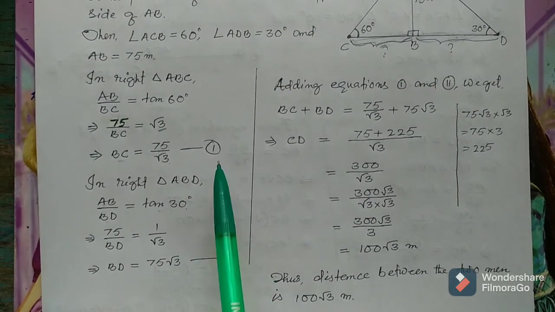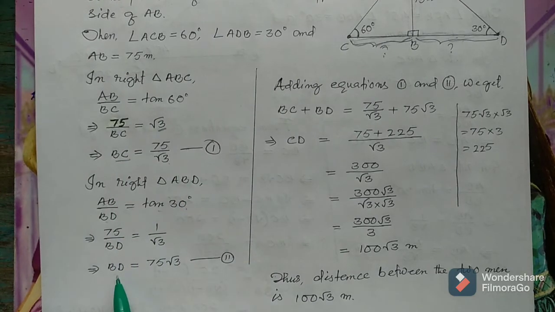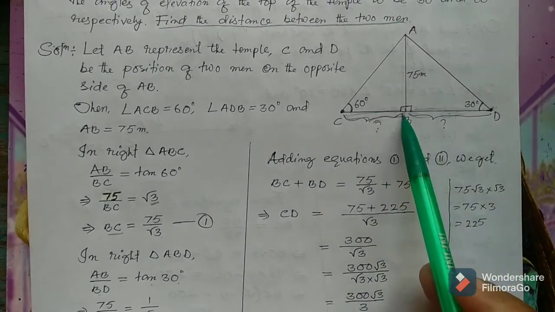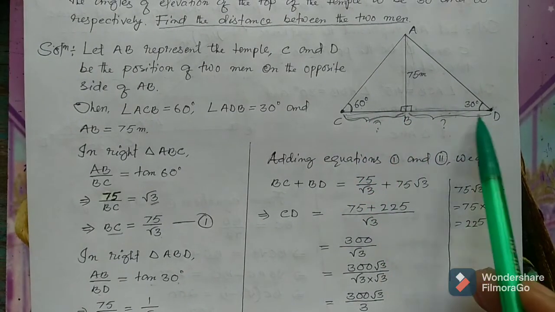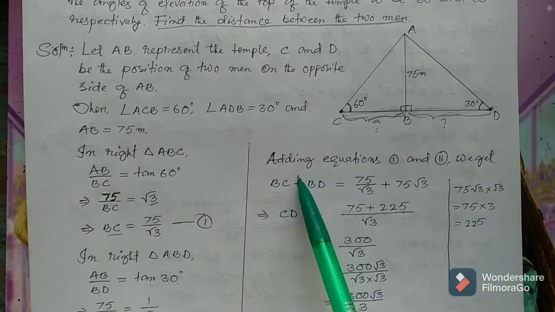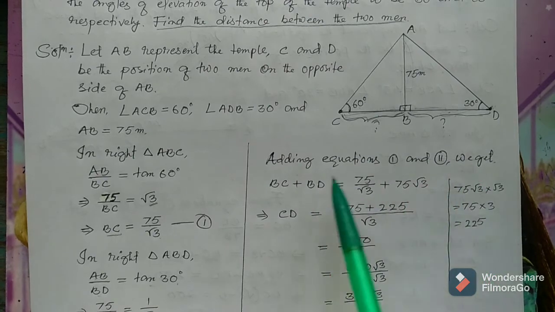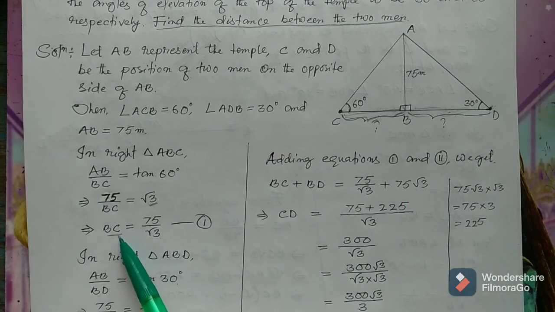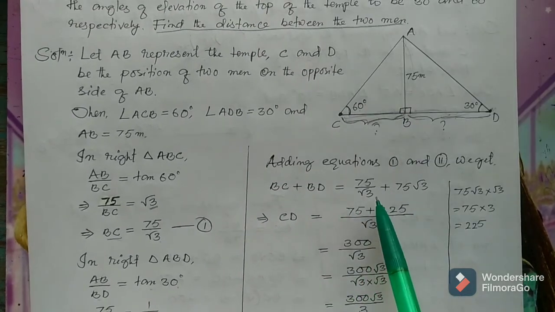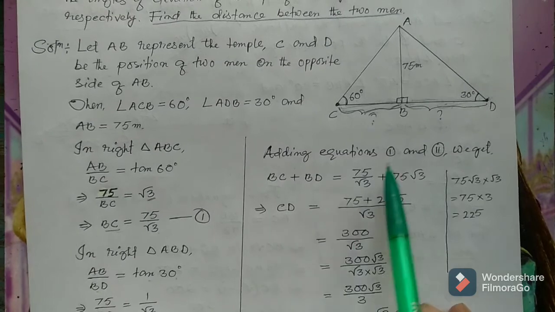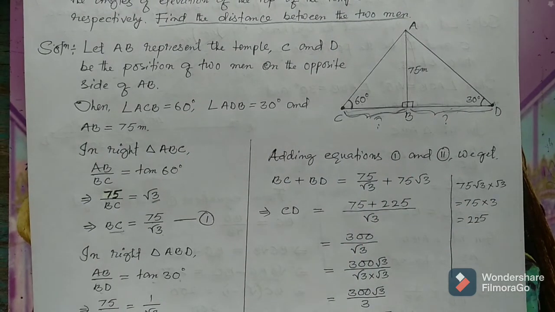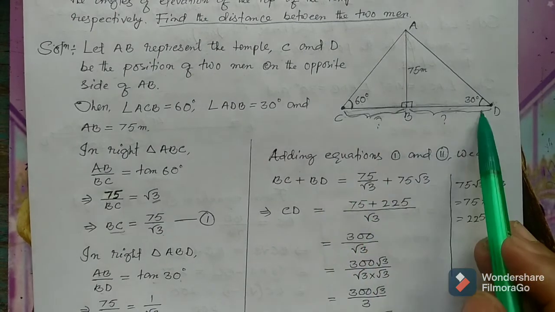Now you can see first equation we have BC, second equation we have the value of BD. So if you look at the figure, BC and BD, simply we need to add them together to get CD length, which will give the distance between two men. So we add the equation 1 and 2, we get equation 1 BC and equation 2 BD. We add them, and then from the figure BC plus BD, BC plus BD is nothing but CD.